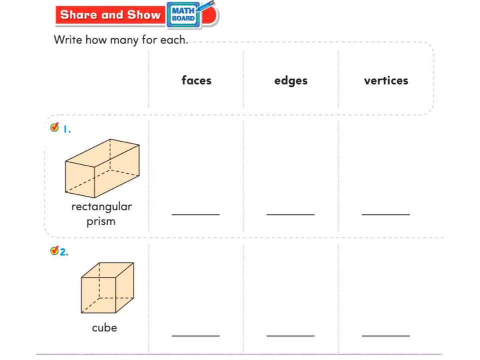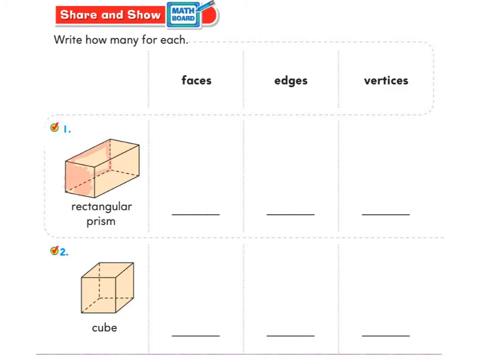So now we're going to look at some more three-dimensional shapes. So the first one we're going to look at is the rectangular prism. So how many faces are on the rectangular prism? Well, remember, the face of a shape is the flat side of the shape.